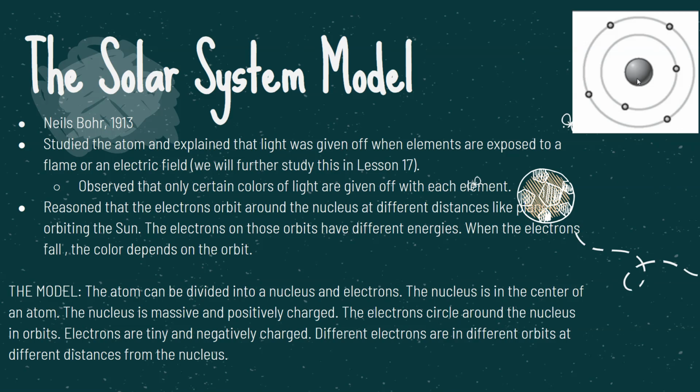Okay. The model you see here on the top right is more similar to what you'll see as the simple atomic model, but you'll notice some differences. The atom can be divided into a nucleus and the electrons. The nucleus is in the center of an atom. That nucleus is massive and positively charged. The electrons circle around in orbits around the nucleus. Those electrons are tiny and negatively charged. Different electrons are in different orbits at different distances from the nucleus.